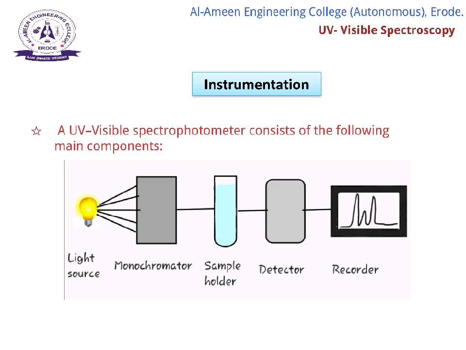Next, detector. It measures the intensity of transmitted light and converts it into an electrical signal. Common detectors used are photodiode and photomultiplier tube. The last one is recorder. It records absorbance or transmittance versus wavelength to give an absorption spectrum.